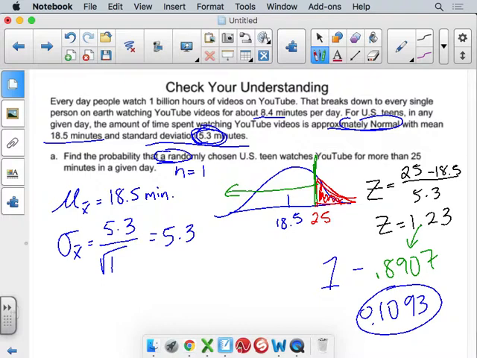Is the 8.4 just a random piece of information? Yeah, that's just thrown in there. You might want to look at it, because if it said a randomly chosen person, it might have given a standard deviation up here. But that's just extra. That's just bad for us. Don't look at it, because in the end, it only cared about the data for the US teen. Okay, so that's the probability for a randomly chosen teen.